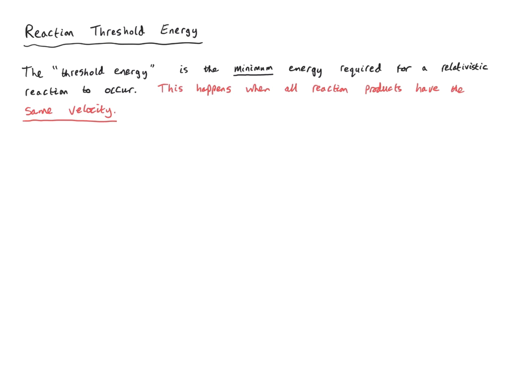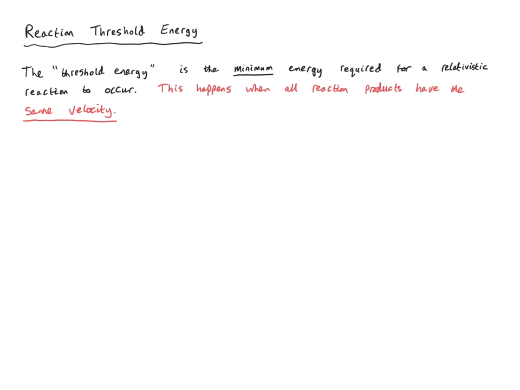If all of the reaction products have the same velocity, then they can all be simultaneously at rest in this reference frame. So obviously this corresponds to the minimum energy of the products, and therefore, given that energy is conserved, the minimum energy for the entire reaction, and this is the threshold energy.